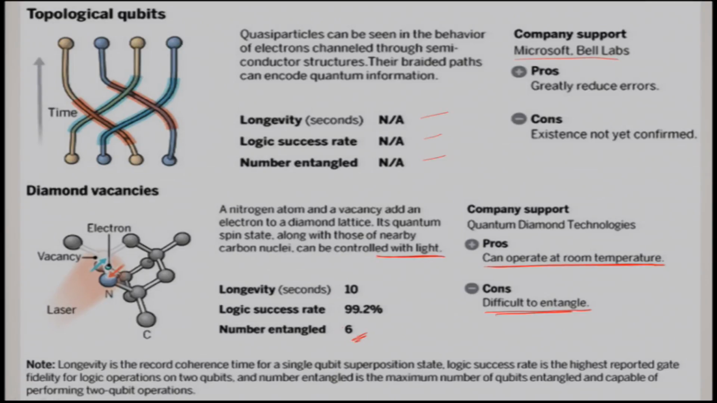In all these cases, whenever we have mentioned longevity, it basically means the record coherence times for a single qubit superposition state, whereas the logic success rate is the highest reported gate fidelity for the logic operations on 2 qubits, and the number of entanglement is the maximum number of qubits entangled and capable of performing 2 qubit operations. So, these are the basic principles and the basic schemes and qubits which have been brought into the commercialization angle.